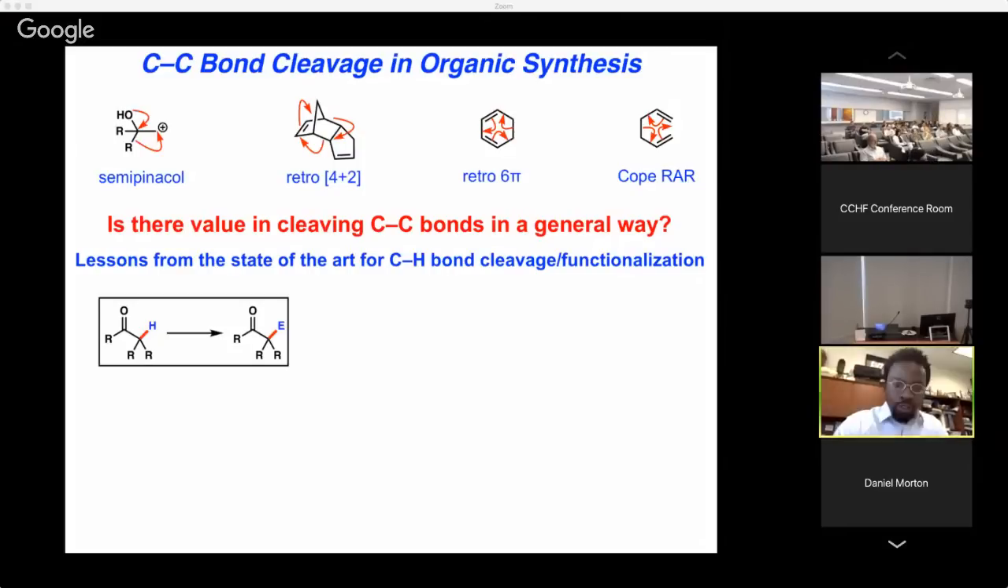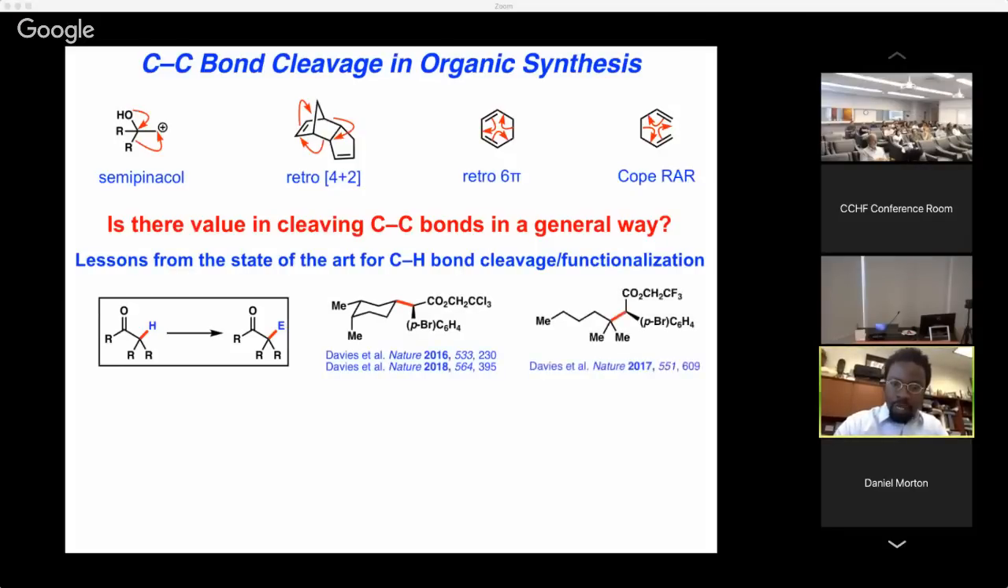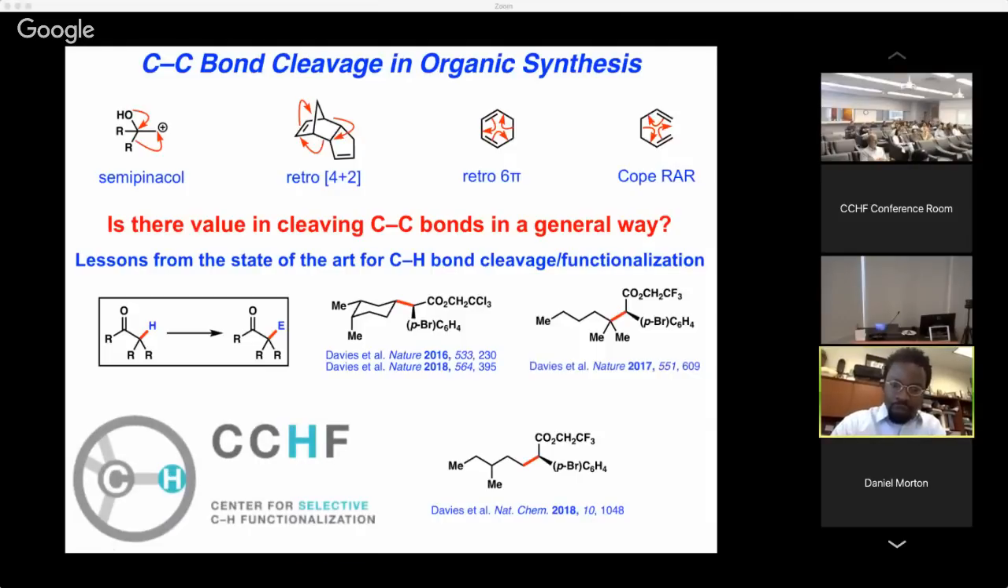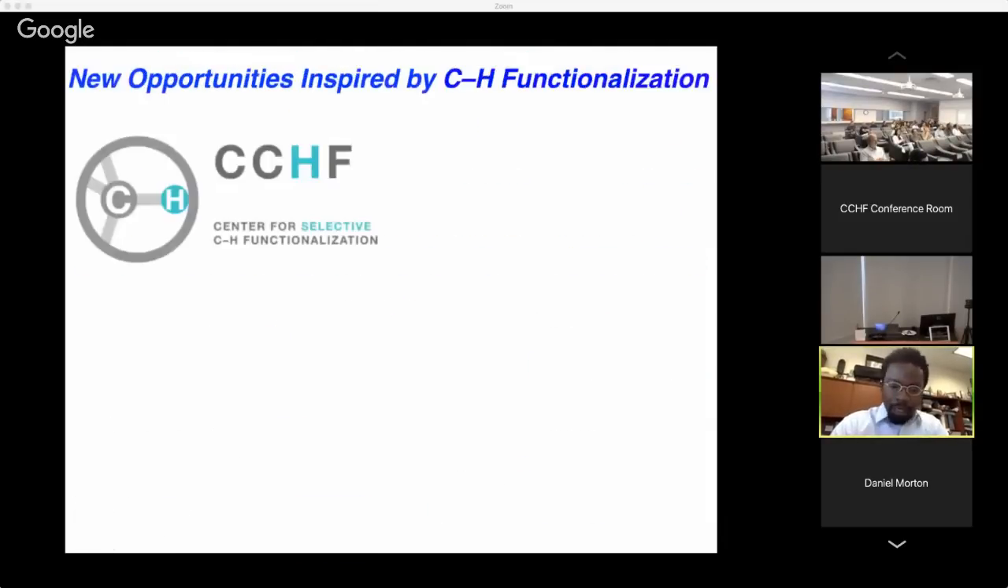But the field of CH functionalization has, of course, advanced tremendously. And here are a few examples of the types of CH cleavage reactions that are then followed by bond-forming processes that now can be effected even in the absence of a traditional functional group being proximal to the CH bond that is cleaved. And of course, this is the work of Huw Davies, and this has been one of the fulcrums of the Center for CH Functionalization.